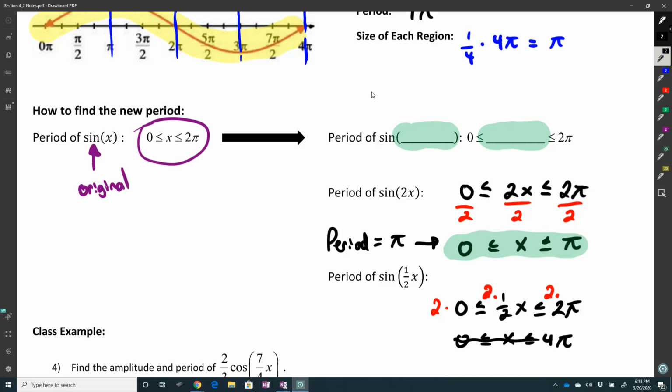Where's the undo button? I haven't used this app in a bit. Oh well, I'll erase it.